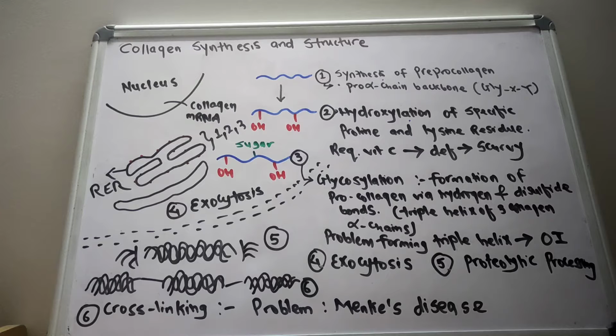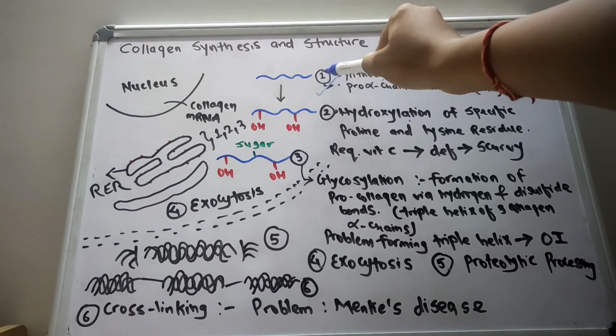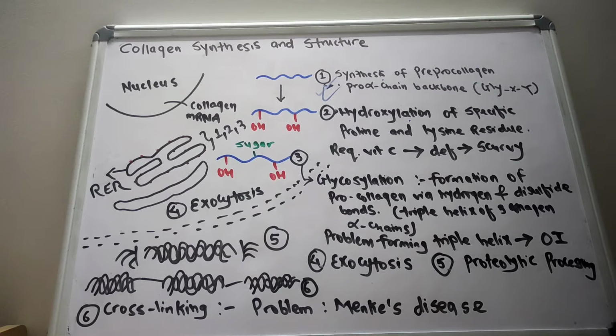Collagen is one-third glycine, and the glycine content of collagen is less variable than that of lysine and proline. Hydroxyproline is also used for the lab quantification of collagen. So first of all, there is synthesis of the pre-procollagen, that means formation of the pro-alpha chain backbone.